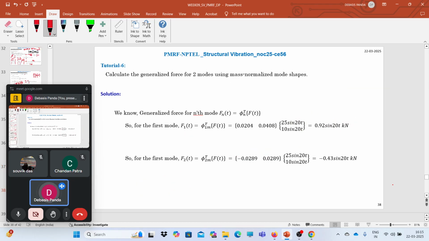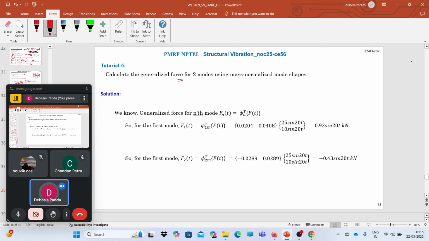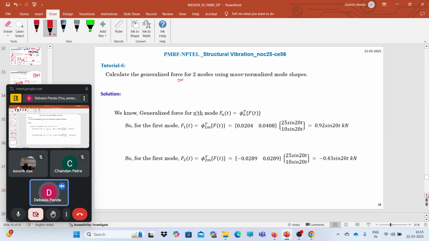Now let's move to the third question, a continuation of the same question. It says calculate the generalized forces. We have given the forces: at the first node 25 sin 20t, and in the second node 10 sin 20t. So these are the external forces. What will be the generalized forces?